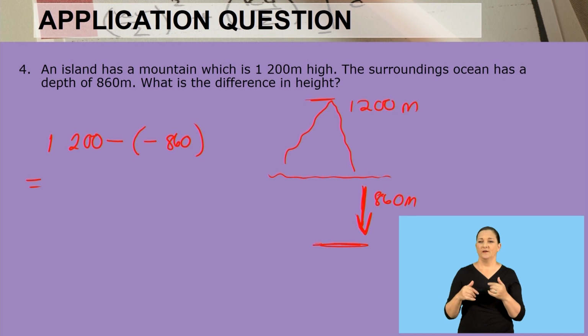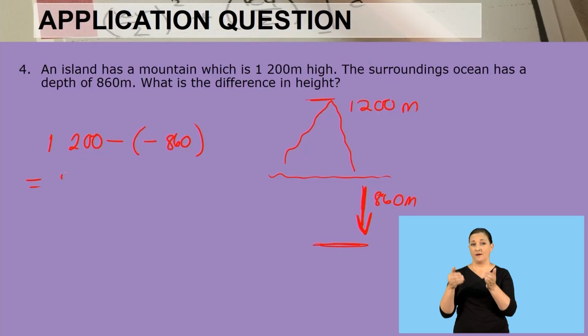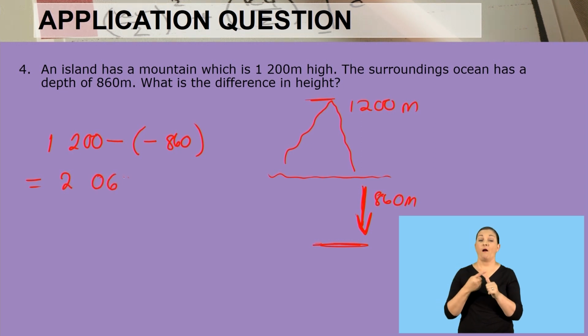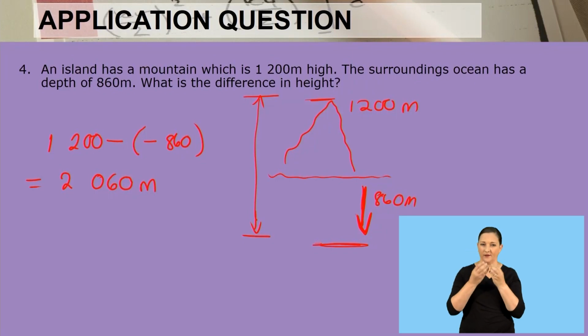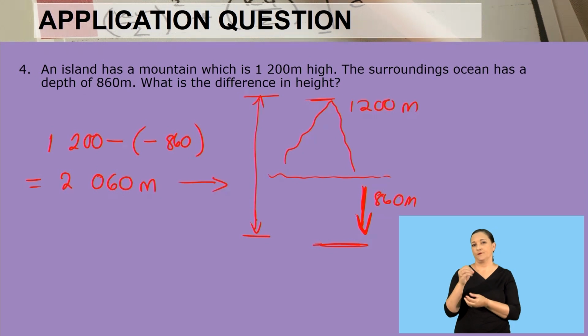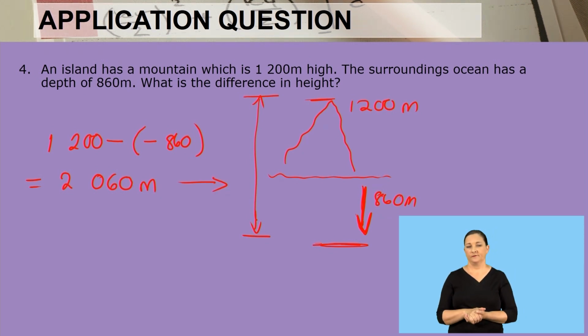Remember, if I am subtracting a negative number, it is the same as adding its additive inverse. The additive inverse of negative 860 is a positive 860. That means our answer here is 2,060 meters. So the total distance from the highest point to the bottom of the sea, the lowest point, will be 2,060 meters.